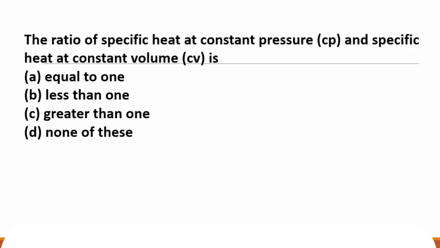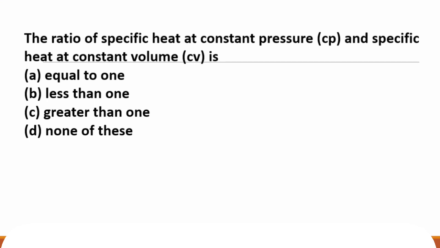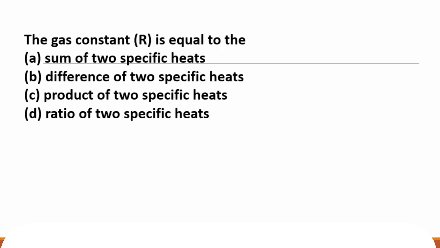Next question, the ratio of specific heat at constant pressure Cp and specific heat at constant volume Cv is option A equal to 1, option B less than 1, option C greater than 1, option D none of the above. The correct answer is option C greater than 1.